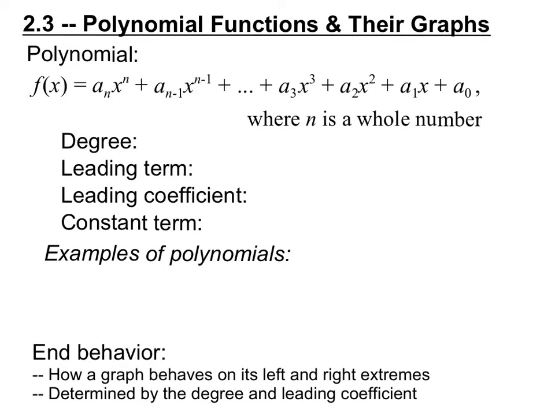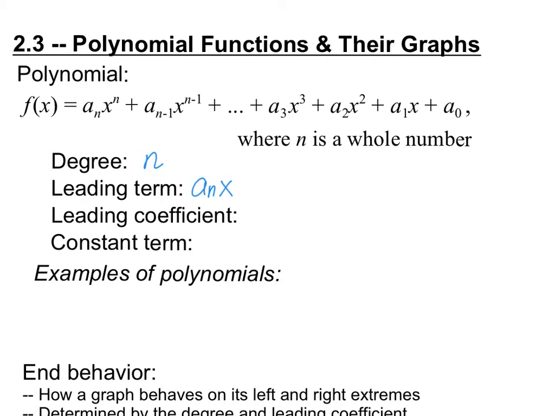All right, so the degree of a polynomial is the highest exponent on the x. So in this example, the degree is n. The leading term is the term that contains that highest exponent. So we have a sub n times x to the nth power. That's the leading term. The leading coefficient is the coefficient of the leading term. And the constant term is a sub 0, the term that doesn't have any x attached to it.